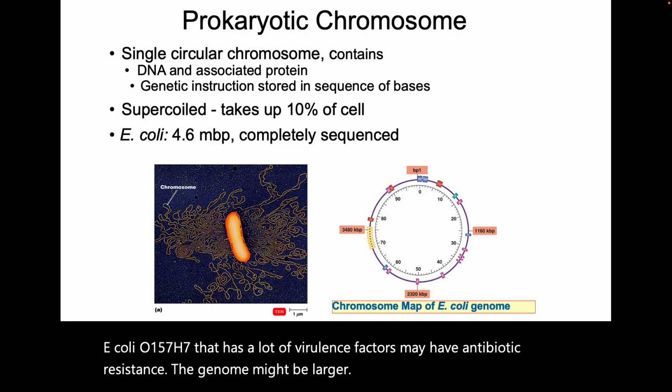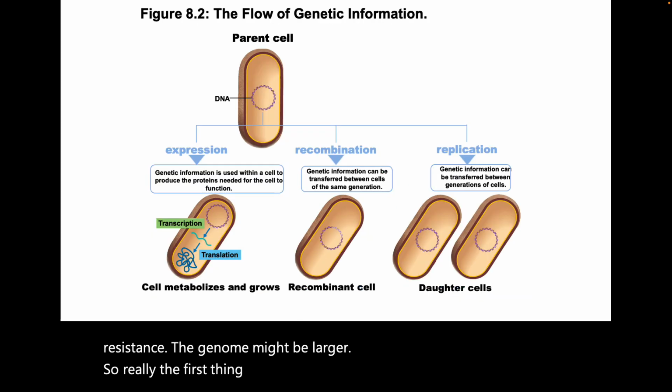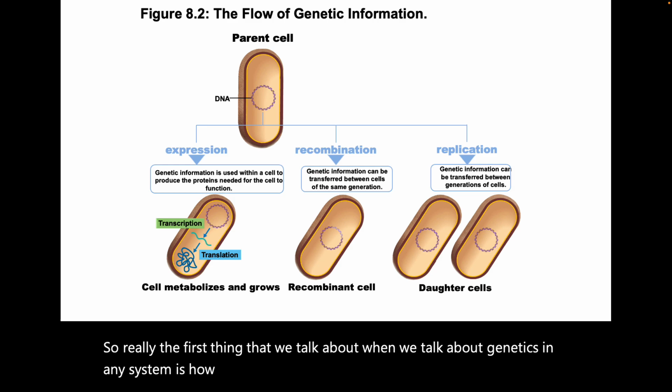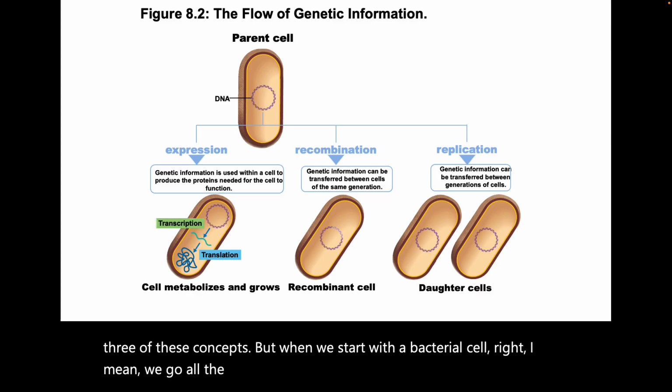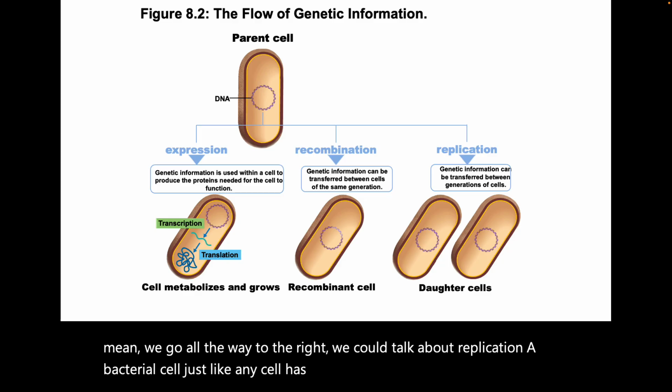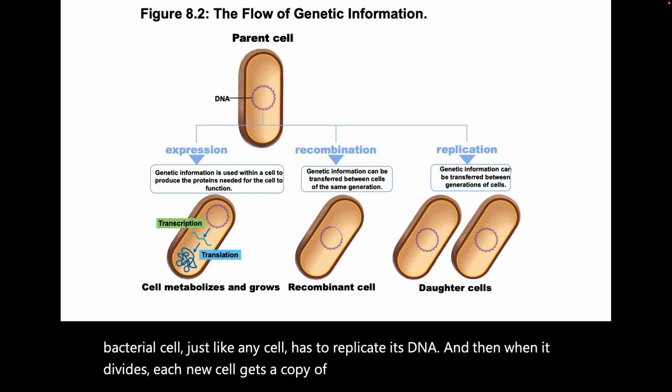So really the first thing that we talk about when we talk about genetics in any system is how the genetic information flows. We'll talk about all three of these concepts, but when we start with a bacterial cell, we go all the way to the right, we could talk about replication. A bacterial cell, just like any cell, has to replicate its DNA. And then when it divides, each new cell gets a copy of that DNA, replication.